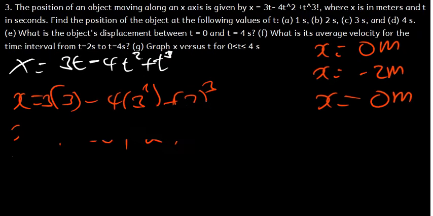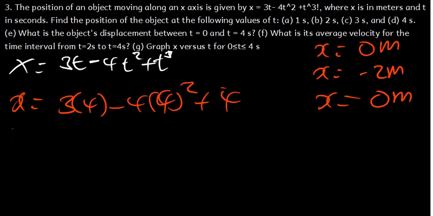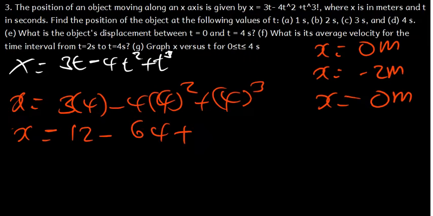Next, they want us to plug in 4. So let's see, if we plug in 4, what are we going to have? So x will be 4 minus 4 times 4 squared, plus 4 to the power 3. The first gives me 12, and the others give me 64 minus 64, so these two are going to give me 0. So I'll remain with 12. So my x in this case will be equal to 12 meters. Okay, that is it for parts A, B, C, and D.